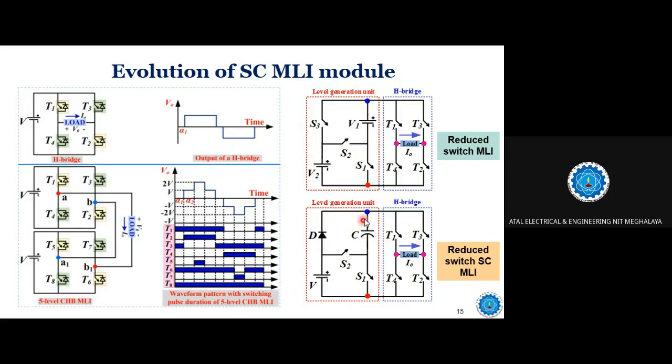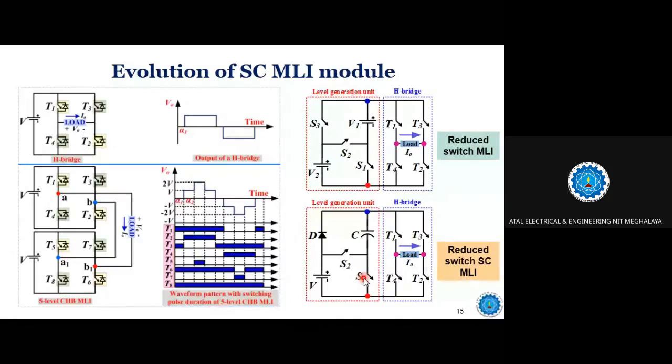So when the current is flowing through the capacitor, this capacitor is going to get charged. Clear? So the capacitor is getting charged to the same voltage as the input voltage in the first level itself, right? First level, how is it produced? The supply voltage V is getting connected to the load through T1 and T2. So obviously the first level is produced and the capacitor is getting charged because S1 is on.